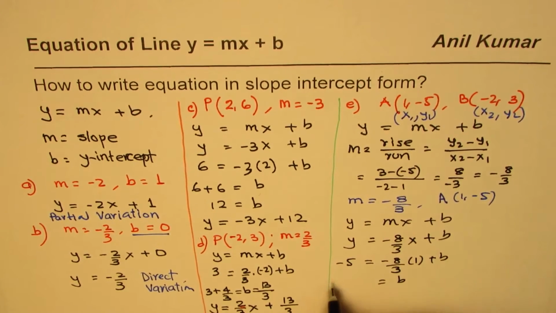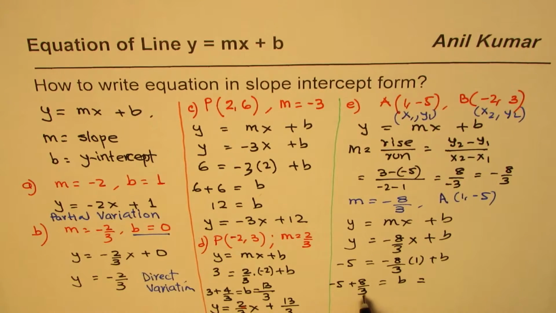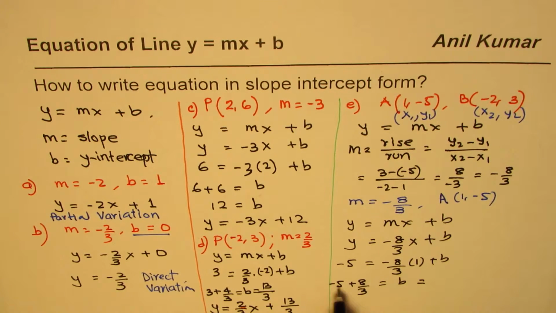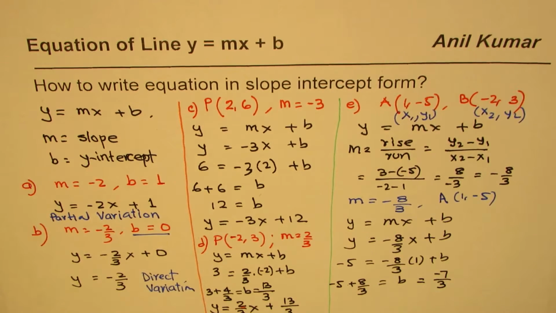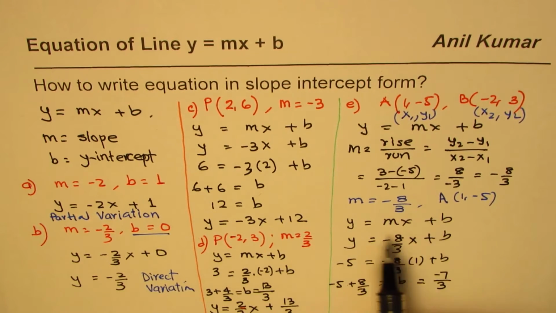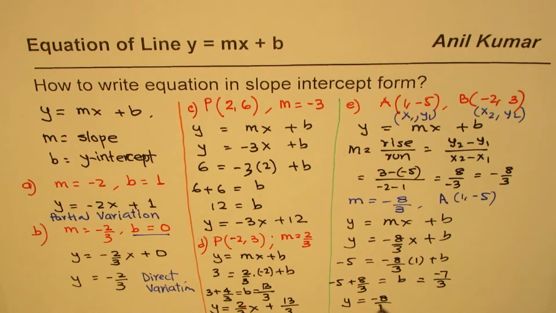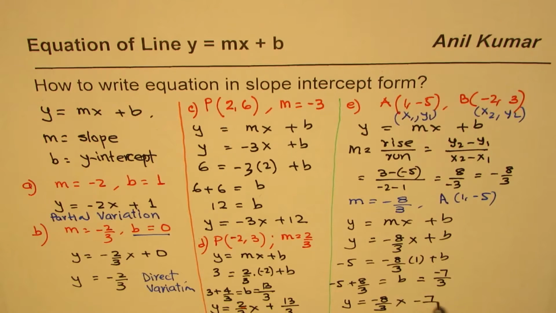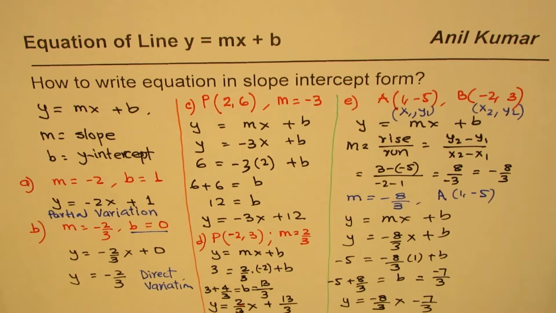Let's calculate b. So it becomes minus 5, taking it on this side, plus 8 over 3, right? Now we need to solve this. 3 times 5 is 15. So minus 15 plus 8 gives us minus 7, over 3. So that's the value of b, the y-intercept. So the equation of the line will be y equals slope minus 8 over 3 x minus 7 over 3, right? So that is how you find the equation when 2 points are given to you, right?